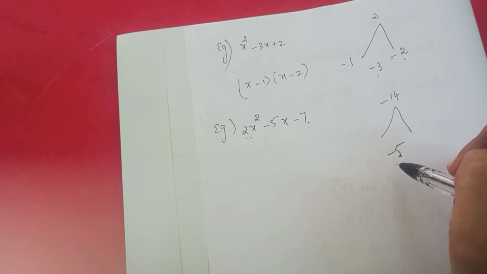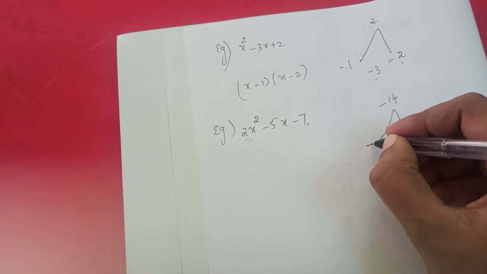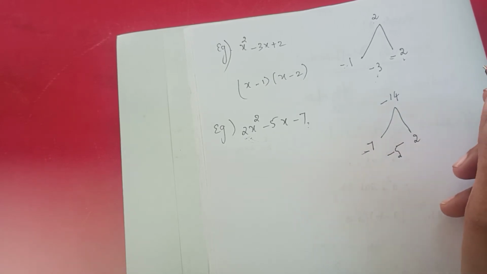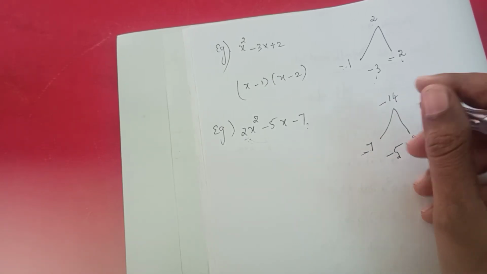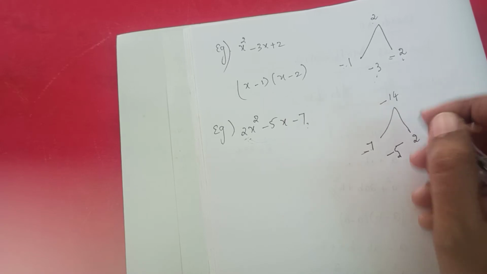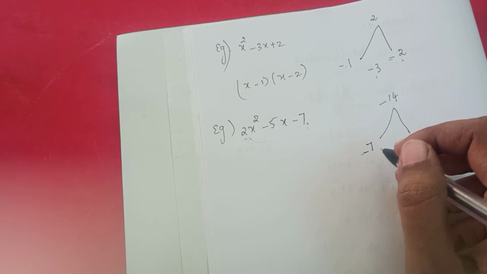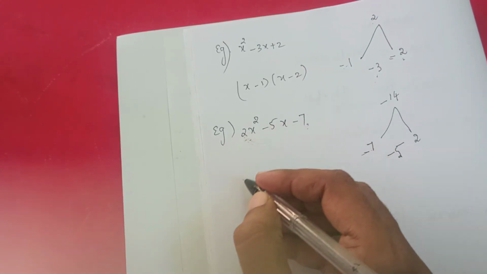So what are the numbers? 7 and 2. Just you try. Minus 7. So minus 7 into 2 means minus 14. Here it is minus symbol. So the greatest number's symbol must be minus. So when you are writing here also it will be different.